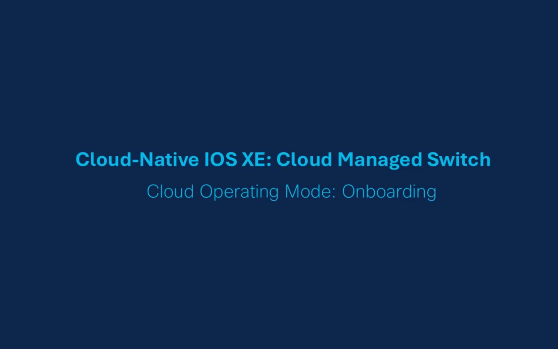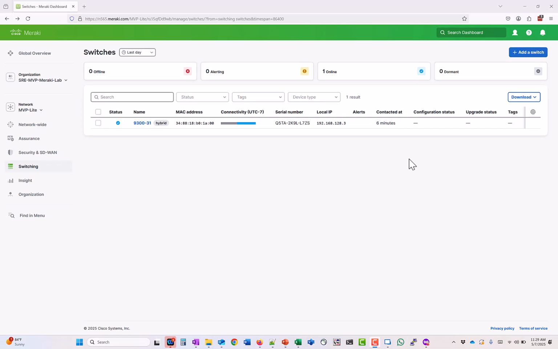In this video, I will demonstrate how to onboard a Cisco Catalyst switch into cloud operating mode to be cloud managed by the Meraki Dashboard. After logging into the Meraki Dashboard and navigating to the MVP Lite network, and then navigating to switches on the left-hand side menu, you will notice that there is one switch in hybrid operating mode, but there are no switches in the network that is in cloud operating mode.